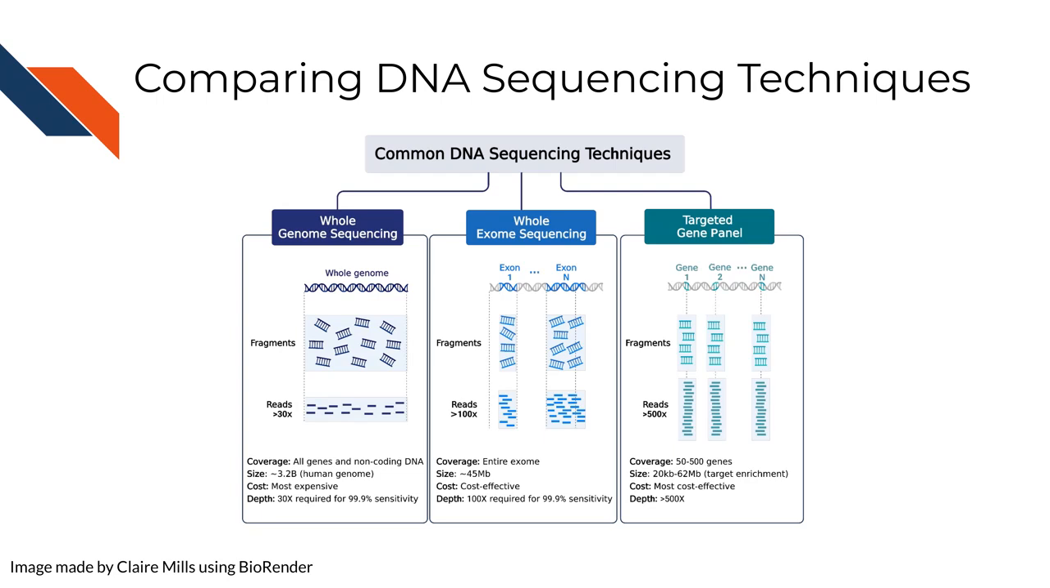Whole exome sequencing coverage is the exome or expressed genes. Approximately 45 million bases are sequenced. This is a cost-effective technique. The depth of coverage required for 99.9% sensitivity is X. Targeted gene panel sequencing coverage is 5,500 genes. 0 to 62 million bases are sequenced. This is the most cost-effective technique. Depth of coverage is X.